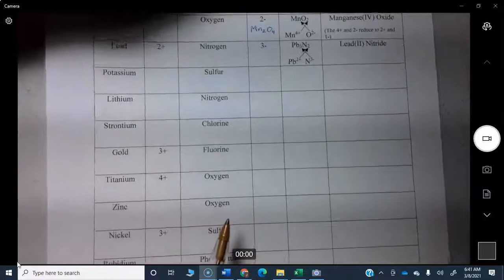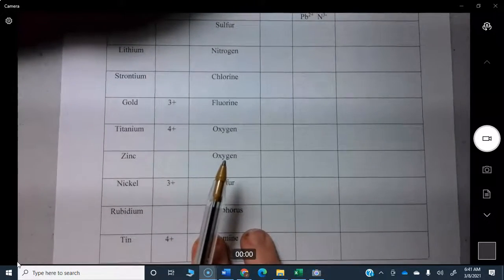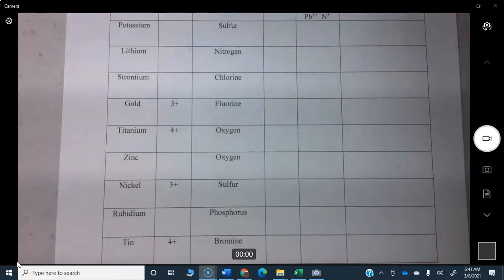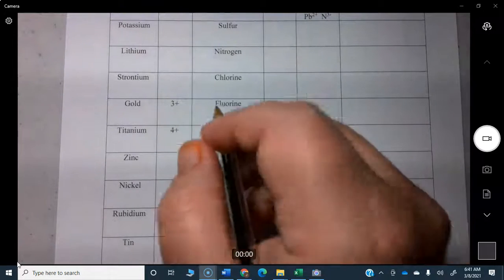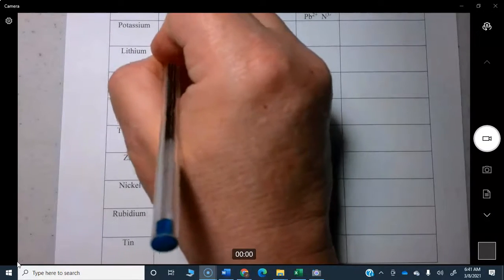Okay, now the rest we're going to do, and I'm going to do all of these with you, so try to do them on your own, okay? Just give it a shot. Try to do them on your own. Okay, potassium is going to always be a 1 plus.